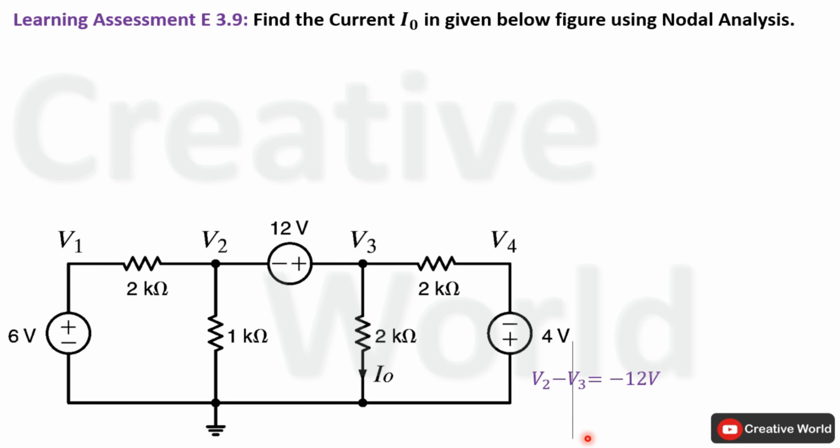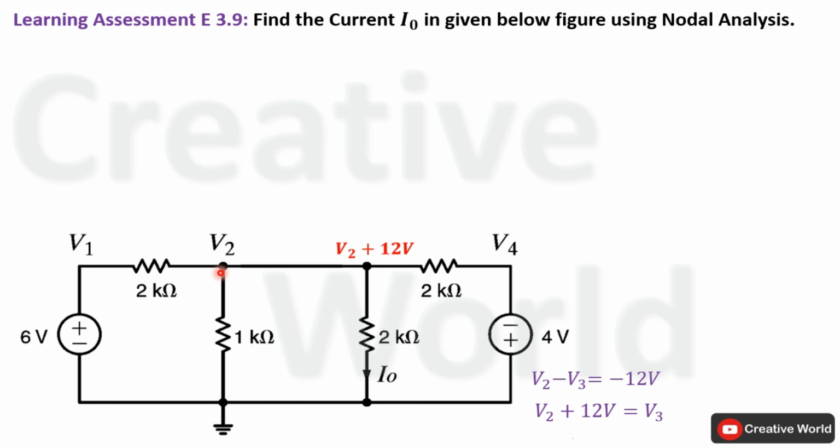So node voltage V3 using this equation will be equal to V2 plus 12 volt. Now we can modify the network by removing this voltage source and replacing this V3 with V2 plus 12 volt. And these two nodes are converted into a single supernode. Now inside this network, these two nodes will act as a single node and it will be treated as a supernode.